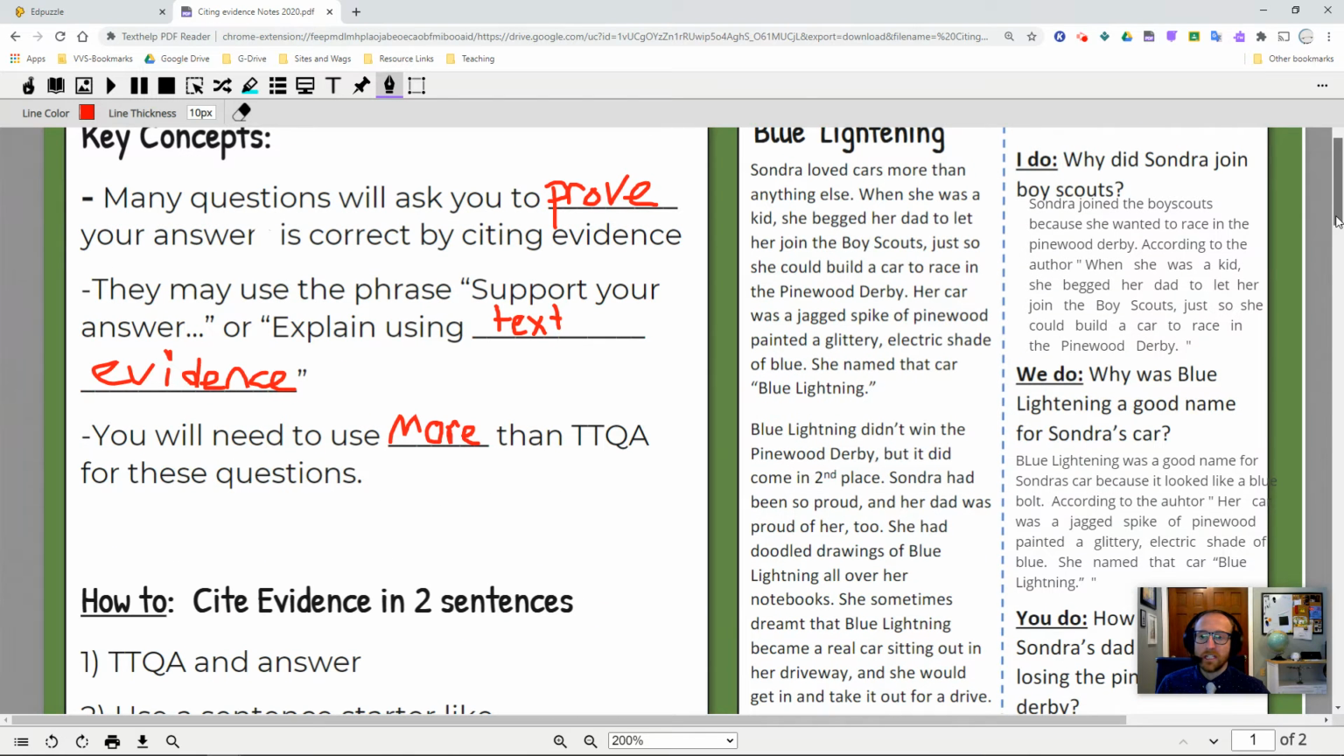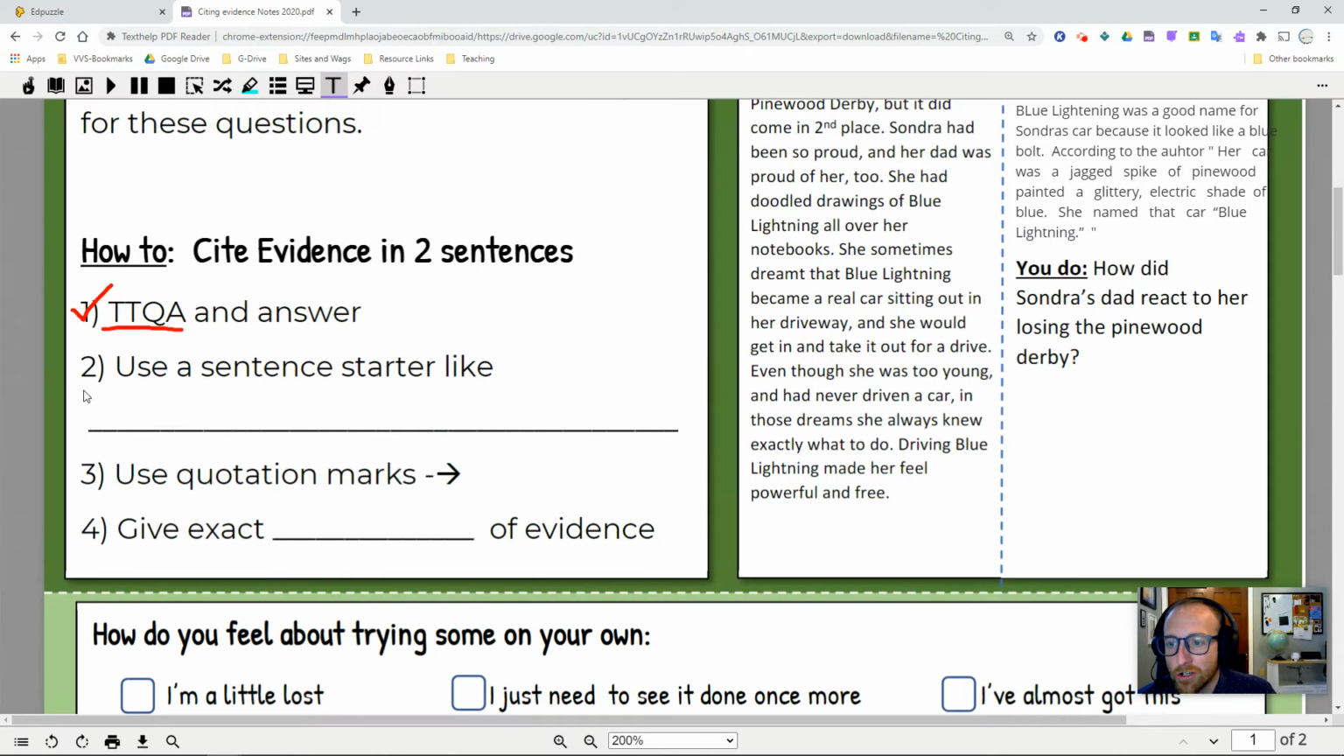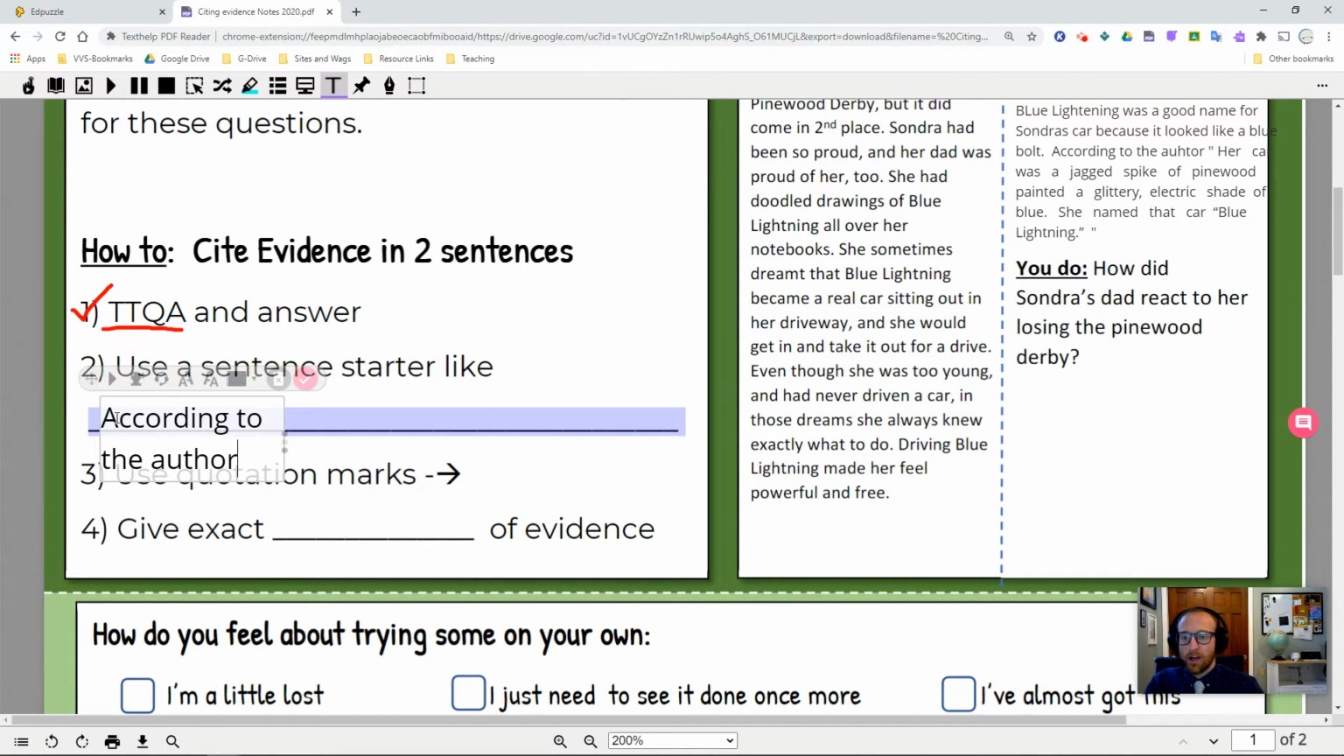Scrolling on down, how to. So when you do see support your answer or explain using text evidence, how do you construct your answer? Well, it's a few simple steps. First, TTQA and answer the question, something you guys are very good at so far. So I'm just going to put a check next to that. Next, use a sentence starter. I'm going to give you the best sentence starter I think I ever give, according to the author.